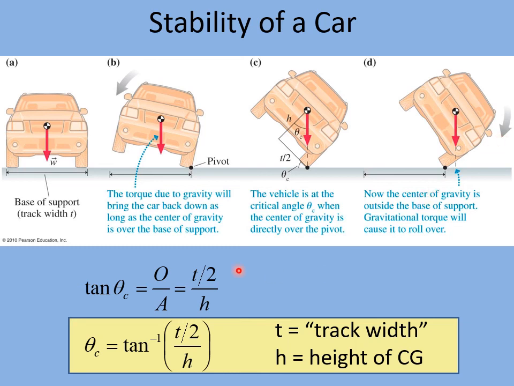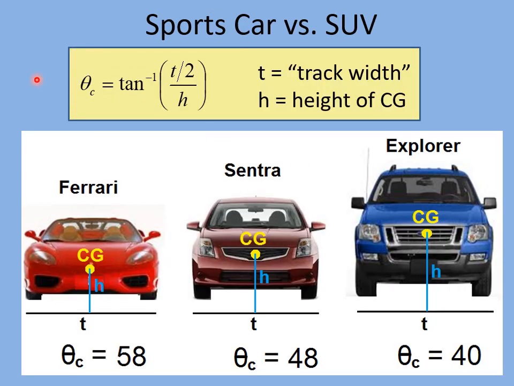We won't go through the mathematics here. If you're interested in it, you can look at these slides or in your book. But there's a critical angle that has to do with the track width, in other words, how wide apart the tires are, and the height of the CG. And so the key thing here, well, let me go to the next slide. The critical angle depends on two things, the width of the tires, how far apart they are, and also the height of the CG. So we want a wide wheelbase track width here, and we want a shallow or a low CG for balance.